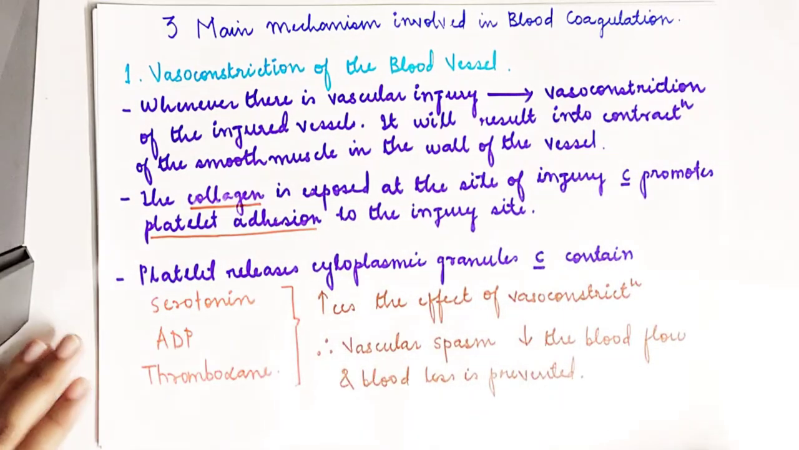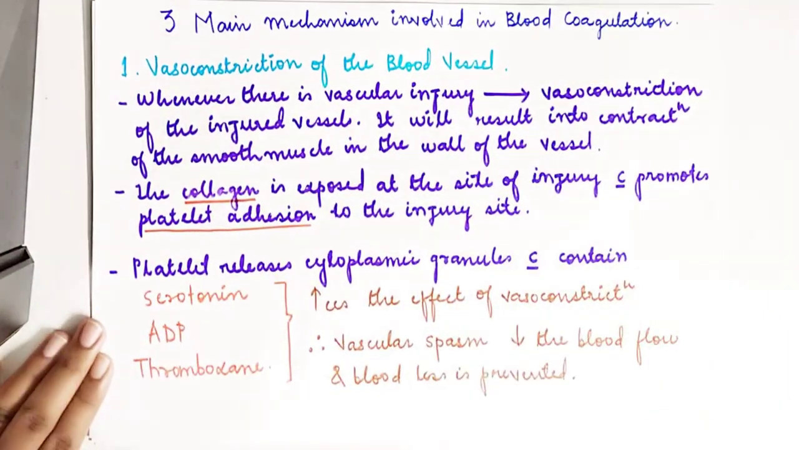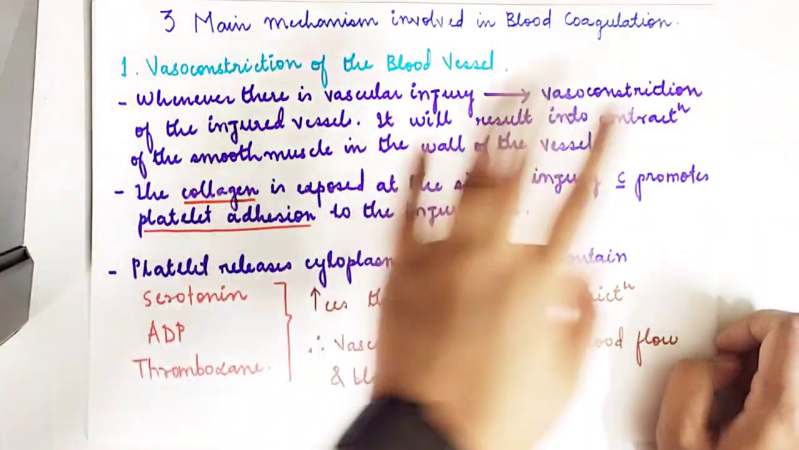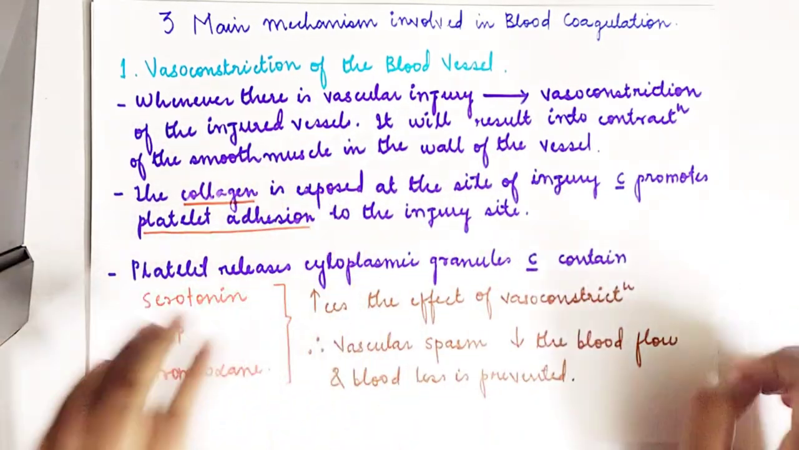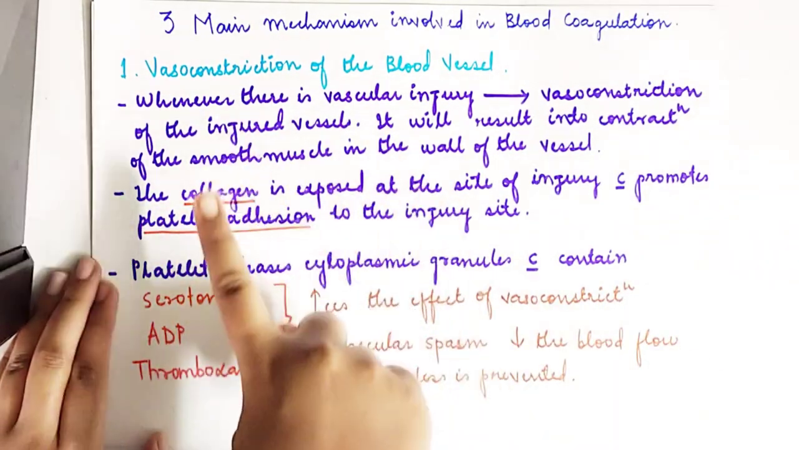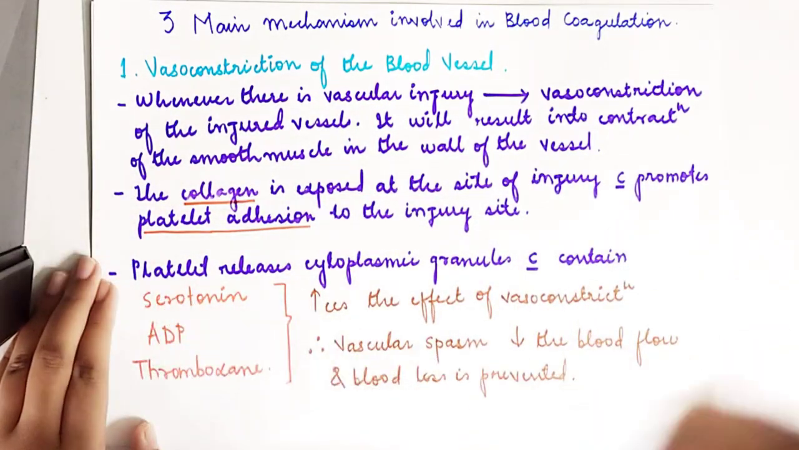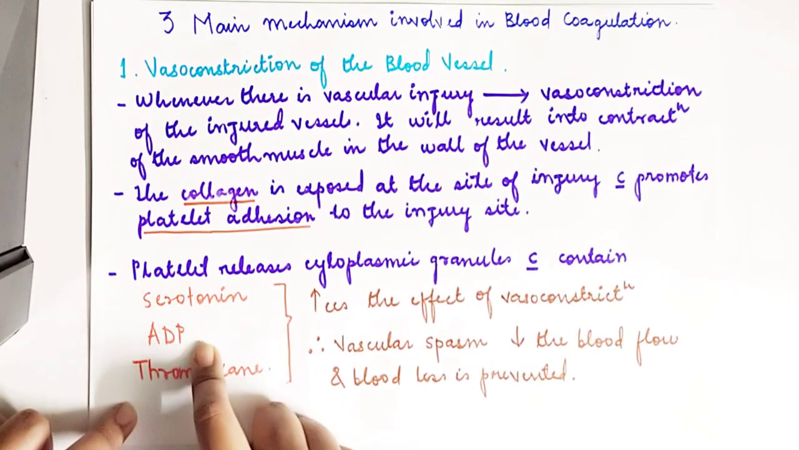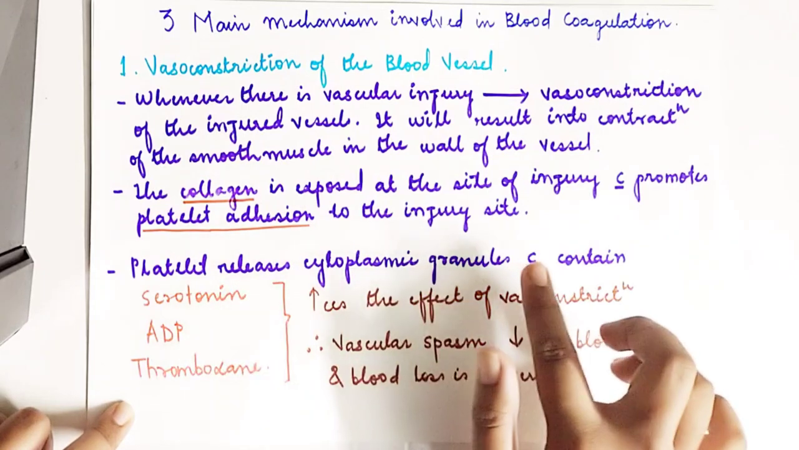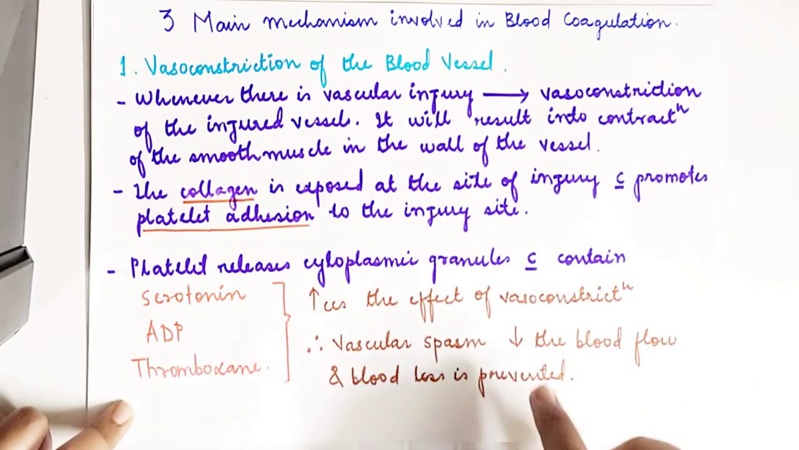So once again I will repeat it. One of the mechanisms of blood coagulation is vasoconstriction of the blood vessels. Whenever there is a vascular injury, there will be vasoconstriction of the injured vessels. It will result in the contraction of the smooth muscles of those walls. Then, the second point is collagen is exposed at the site of injury. That promotes platelet adhesion. Then these platelets will release cytoplasmic granules which contain serotonin, ADP and thromboxane. ADP is adenosine diphosphate. Now this content of the cytoplasmic granules will increase the effect of vasoconstriction. Therefore the vascular spasm will decrease the blood flow and blood loss is prevented.